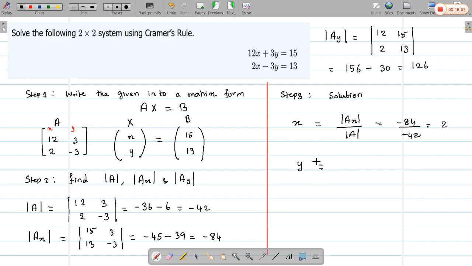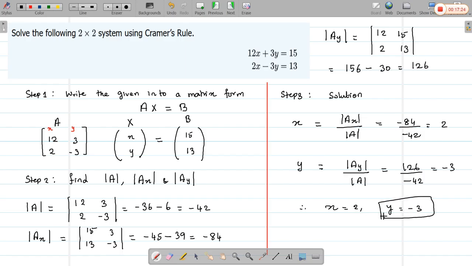And now, can you guess what will be the formula for y? Ay, the determinant, over the determinant of A. Simple. And now, what is Ay? 126. What is the determinant of A? Minus 42. On simplification, you will get minus 3. So finally, we found x is equal to 2, y is equal to minus 3.